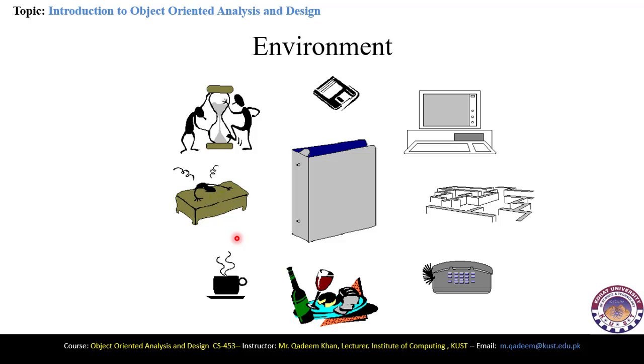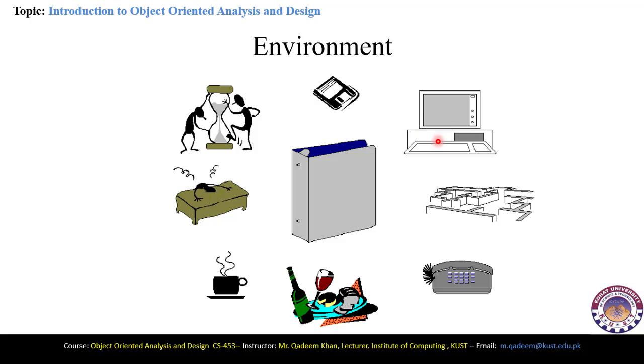Now these are different environments of the objects. It means that objects are available to us in our daily life environment, and there are many representations or shapes of the objects. For example, a floppy disk is one of the objects. It is used to store data. So storing is one of the behaviors of the floppy disk, and data is in fact the state of this floppy disk, meaning the size of the floppy disk.